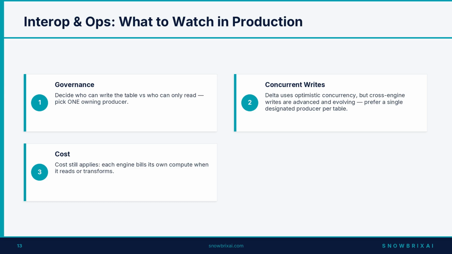Before you ship this, let me flag what to watch in production. First, governance. Decide clearly who can write the table versus who can only read it. Pick one owning producer. Second, concurrency. Delta uses optimistic concurrency and multiple writers are supported on Azure and OneLake storage. But cross-engine writes are an advanced evolving area. So prefer a single designated producer per table to avoid conflicts. Third, cost. Each engine builds its own compute every time it reads or transforms. Open data is shared, the compute bill is not.